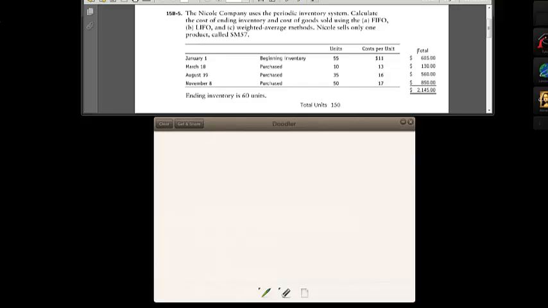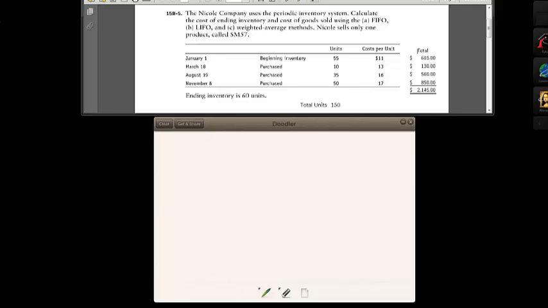It's just exactly like how we went through the examples in the textbook. The total number of units is 150. We need this information in order to calculate FIFO, LIFO, and weighted average. So when you begin a problem like this, you do need to calculate out each of those lines and find totals. So let's start with A.